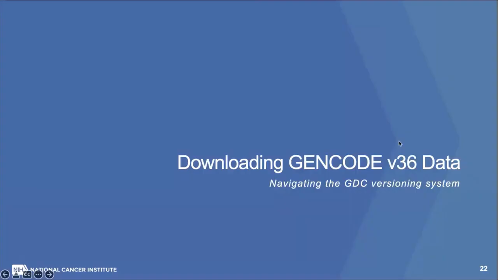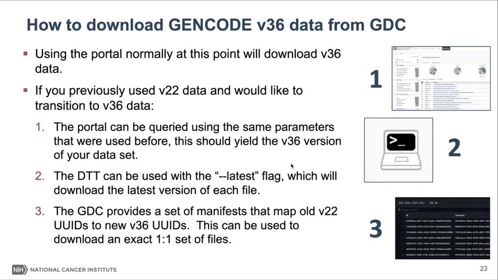So now I want to get into downloading GENCODE v36 data and how that can be done. Using the portal at this point, if you just use it normally, you will download v36 data. There's no real trick to it. All of the v36 data is there and available.